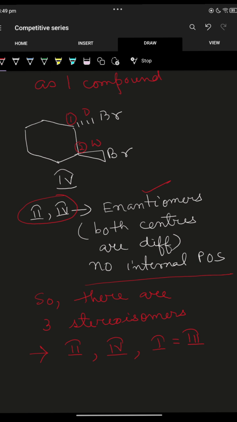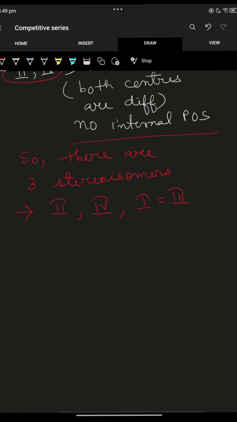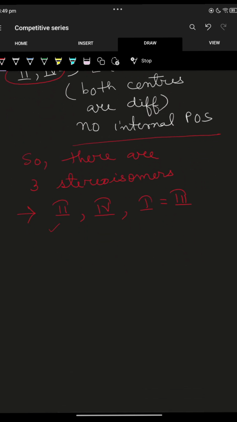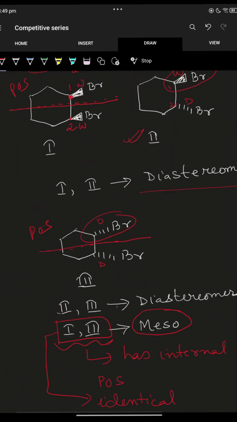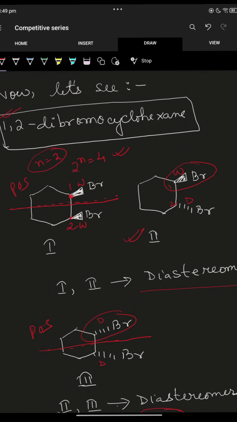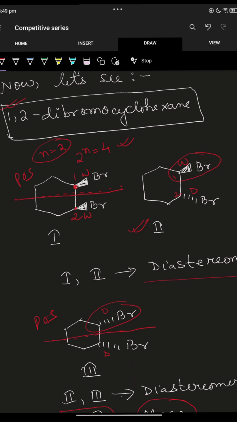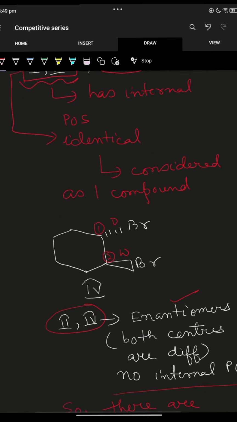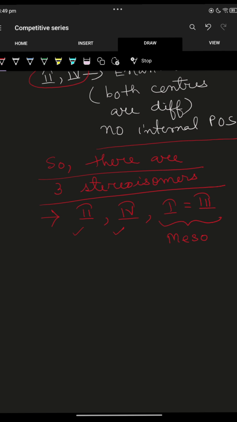Now if we calculate how many stereoisomers there are, see that 2 is one structure, 4 is one structure, and 1 and 3 are identical because they form a meso compound. So in total, there are 3 stereoisomers and not 4. When you are writing this, be careful to see whether there is any internal plane of symmetry or not. In that case, the structures will be meso forms, and so the number of stereoisomers will decrease.